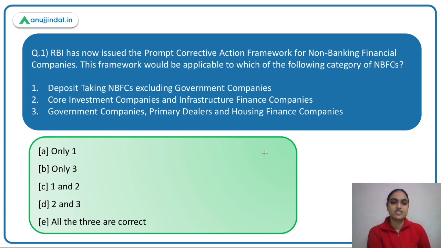सो फर्स्ट क्वेश्चन सेज आरबीआई हैज नाउ इशूड द पीसीए फ्रेमवर्क फॉर द एनबीएफसीज. दिस इज एप्लीकेबल टू विच ऑफ द फॉलोइंग कैटेगरी ऑफ एनबीएफसीज. सो किन एनबीएफसीज को ये एप्लीकेबल है? Deposit taking NBFCs excluding government companies, yes. Core investment companies and infrastructure finance companies, yes. Government company primary dealers and housing finance companies, no. Ye exceptions hai. So first and second are correct. That's why answer is option C.